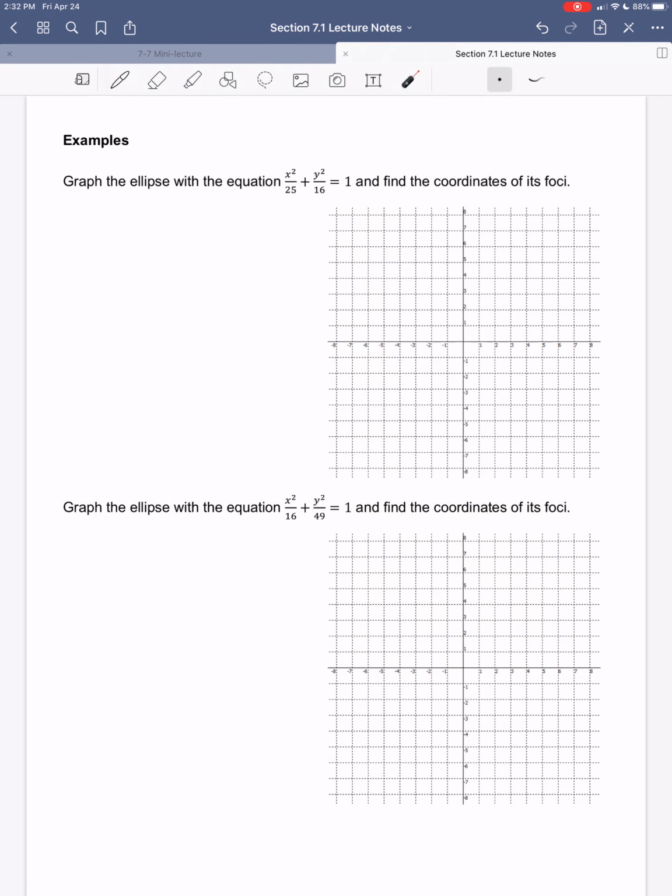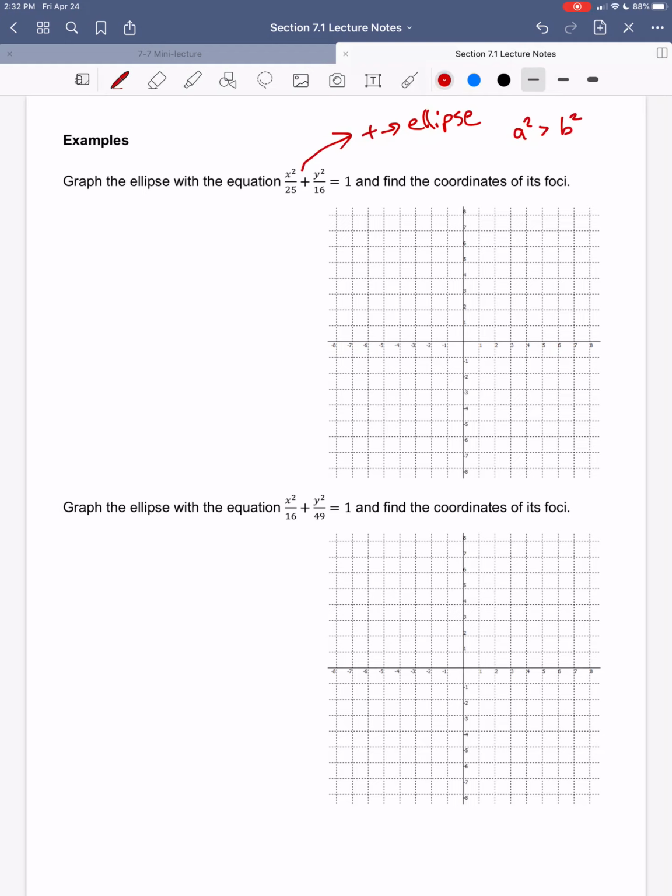So, as an example here, graph the ellipse with the equation x squared over 25 plus y squared over 16 equals 1, and find the coordinates of the foci. Now, one thing, eventually, when we get to next week and we look at the equation of a hyperbola, since that's plus, that means this is going to be the equation of an ellipse. So that's something I noticed first.